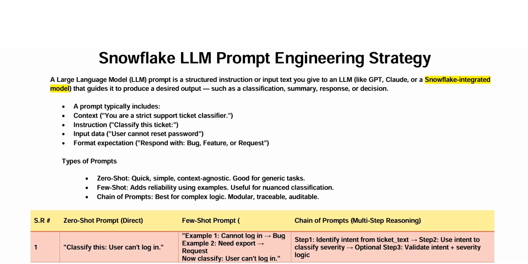Right. The next level up is few-shot prompting. This adds a significant layer of reliability because you give the LLM a few examples of input-output pairs before the actual task. Like showing it the pattern first. Exactly. This is super useful for more nuanced classification or when you need the LLM to follow a very specific pattern or style. Makes sense. So you might prompt it like, example 1, cannot log in, a bug. Example 2, need export, your request. Now classify, user can't log in. Gotcha. Like showing a couple of solved puzzles. Perfect analogy. Then, for the really complex stuff, we move to chain of prompts, sometimes called multi-step reasoning. Okay, chain of prompts. Sounds interesting.